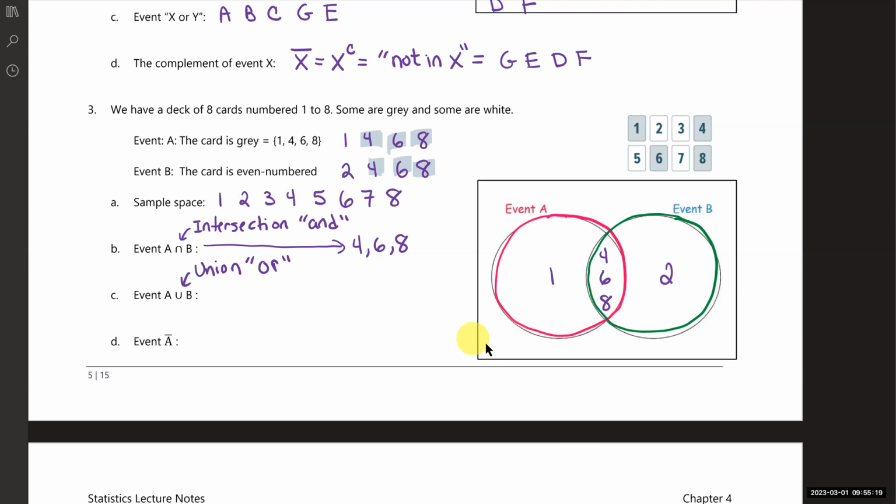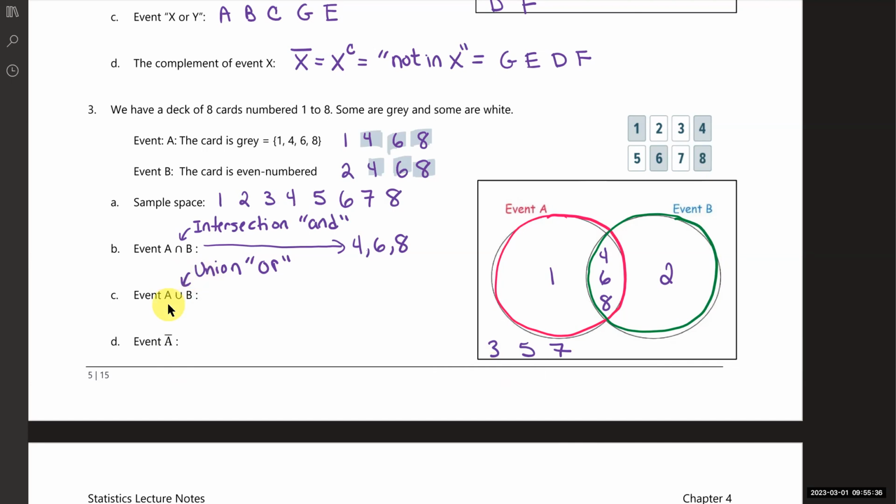And then our sample space, let's see if we're missing any numbers. So 1, 2, I'm missing 3. So that's outside both of those events. And then I've got the 4, I'm missing the 5, I've got the 6, I'm missing the 7, and then I have the 8. So now we have our Venn diagram complete. And then we'll do union.